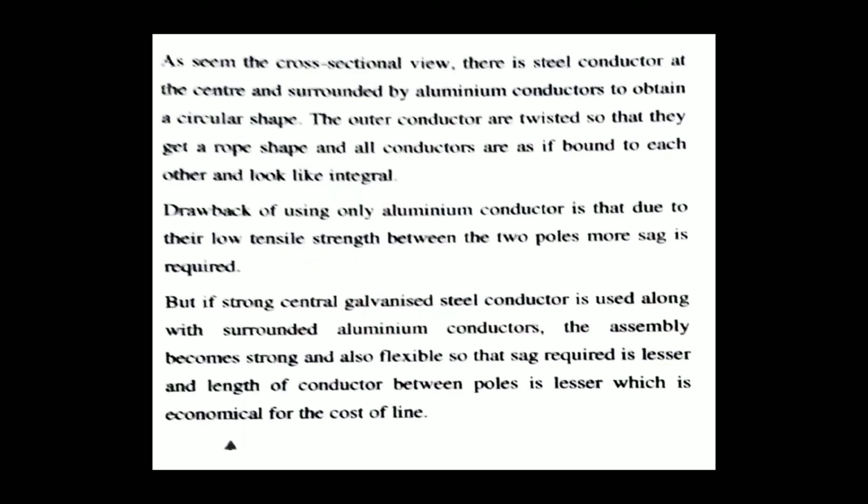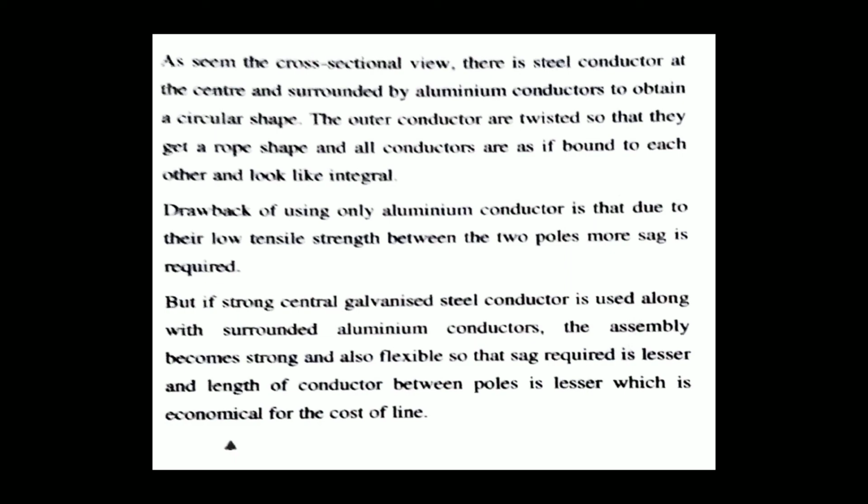As in the cross-sectional view, there is a steel conductor at the center, surrounded by aluminium conductors to obtain a circular shape. The outer conductors are twisted so that they get a rope shape, and all conductors are bound to each other and look integral.